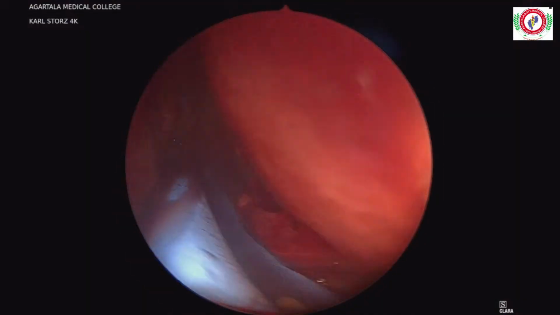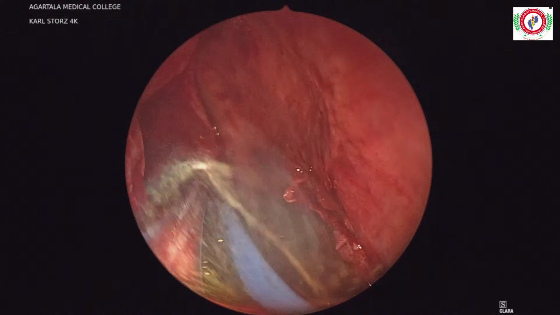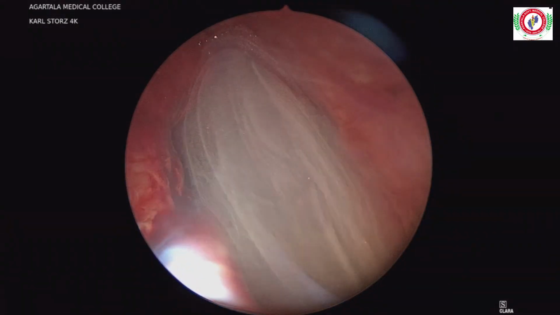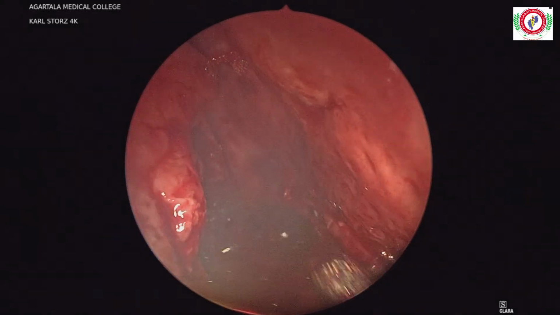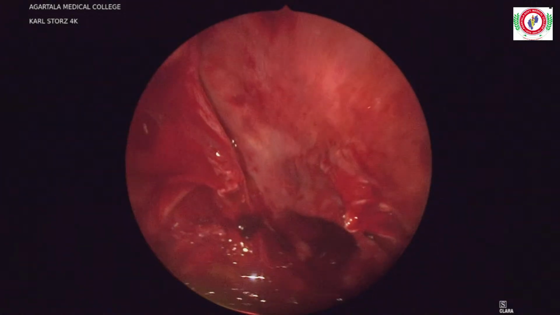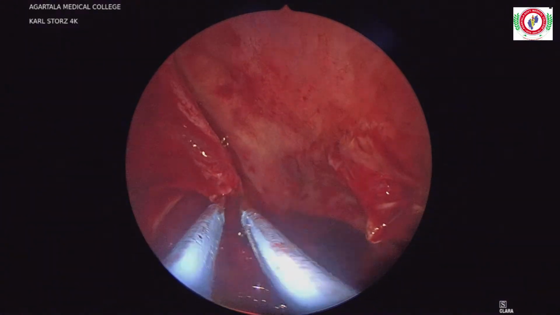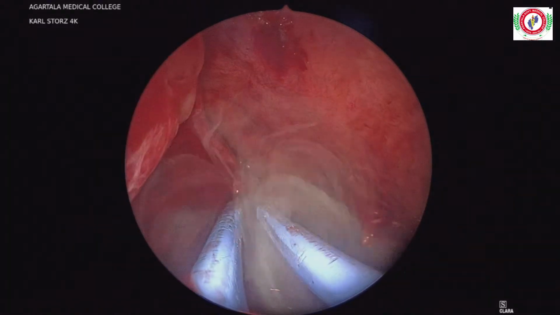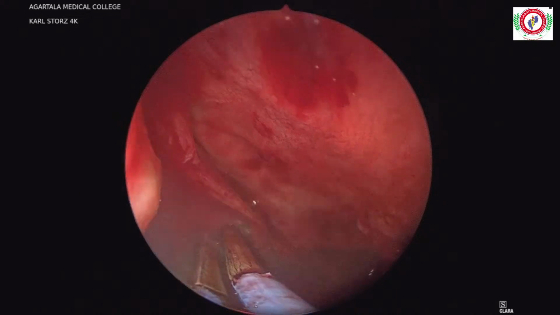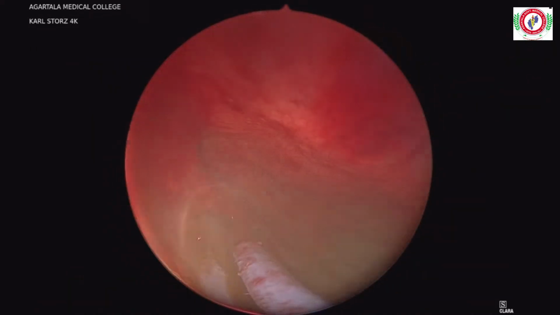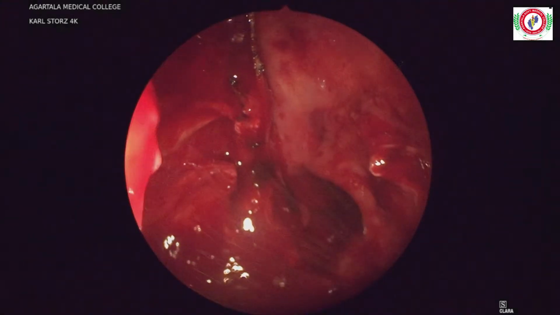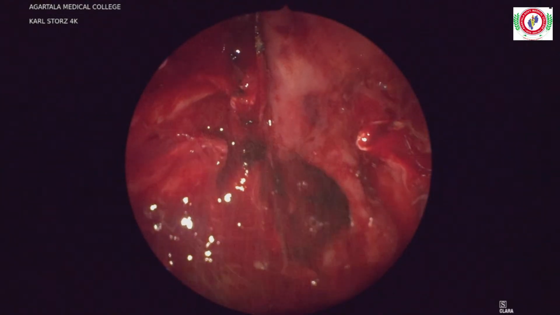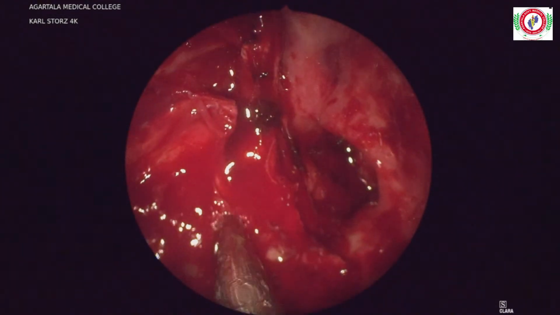Suction the smoke. Just place your suction there, yeah. Yes, press. Press. Yes, that's all. Suction on, suck the smoke. Press. That's all right.